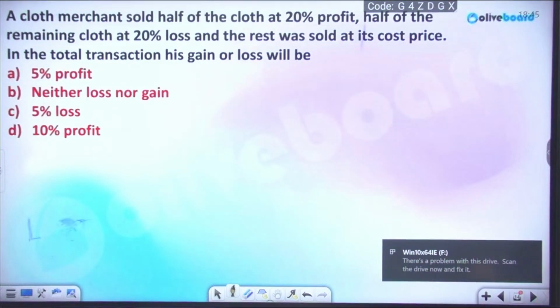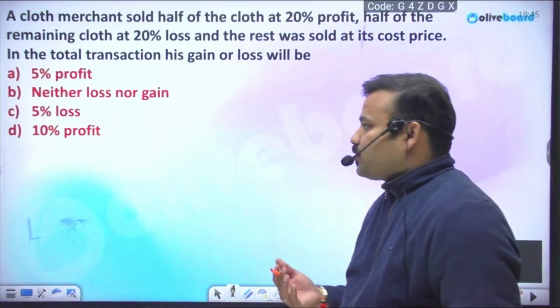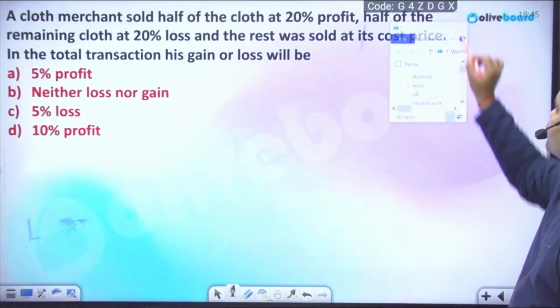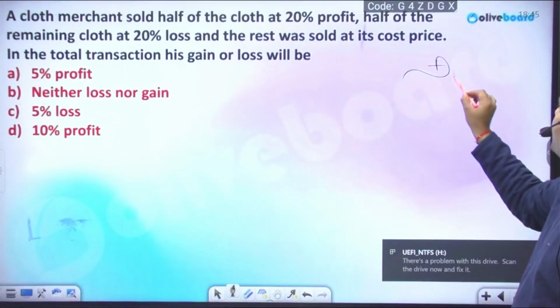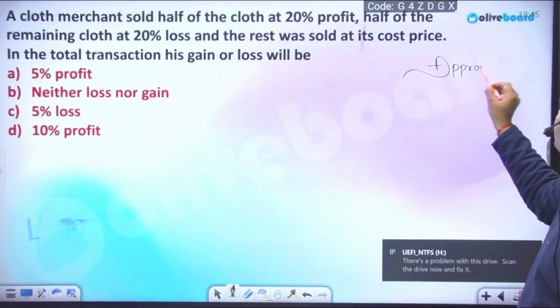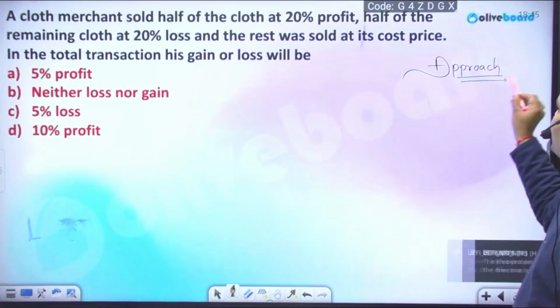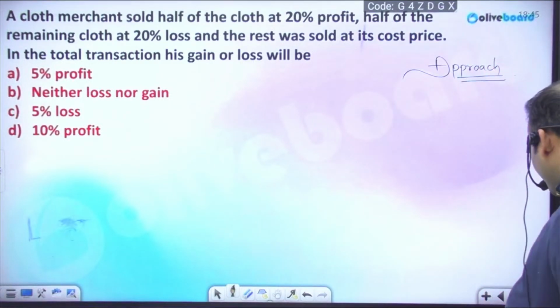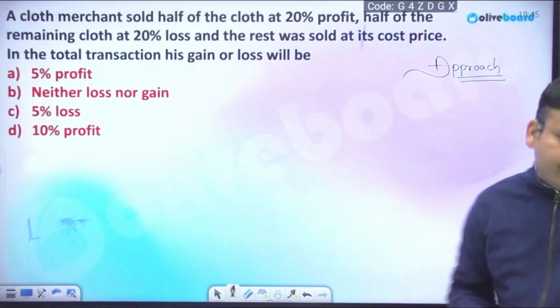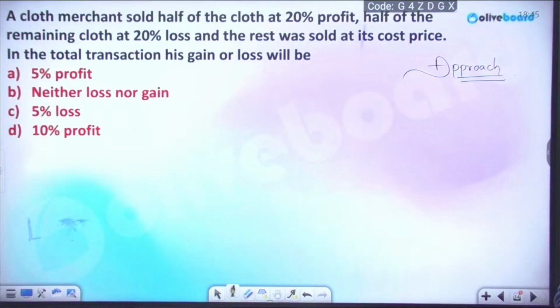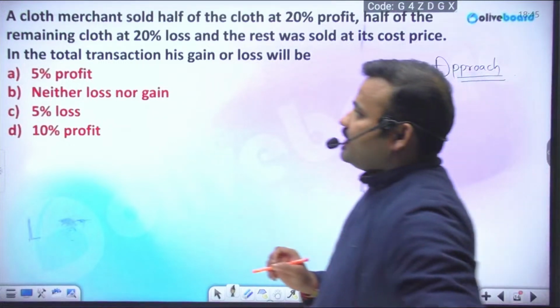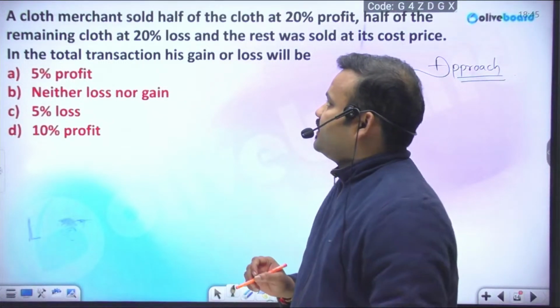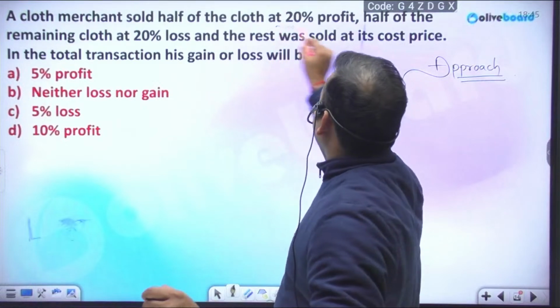Nice question. Let me see what approach we take. Approach is important for this question. Let me have a beautiful approach for this. Let's see what should be the approach for this question. In profit and loss, in various questions, you will be finding various beautiful approaches. So what should be the approach of this question? A cloth merchant sold half of the cloth at 20% profit.